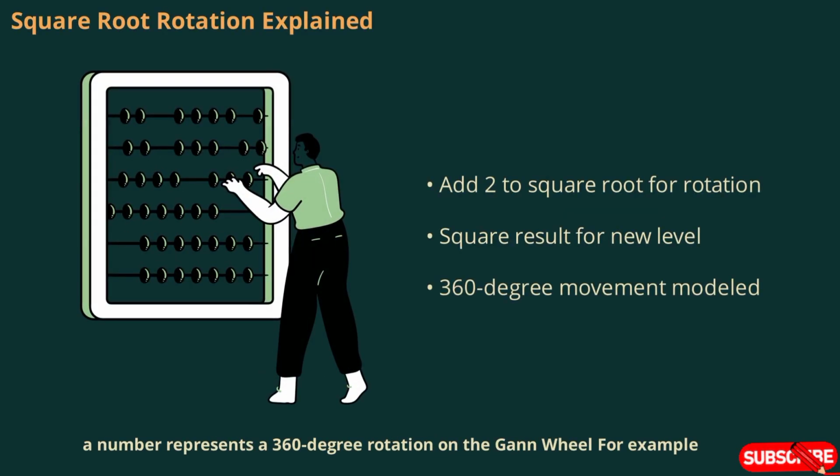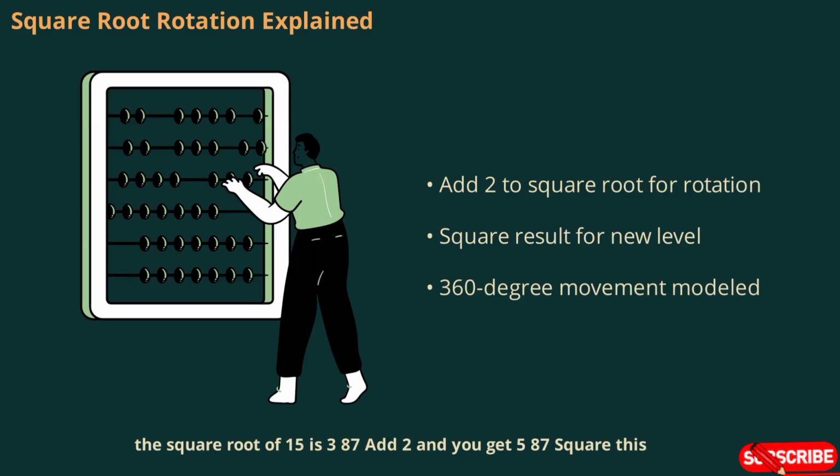Gann wheel. For example, the square root of 15 is 3.87. Add 2 and you get 5.87. Square this and you reach 34.49, which is one full rotation up from 15. This method allows traders to quickly calculate new price levels and anticipate where the market might turn next.